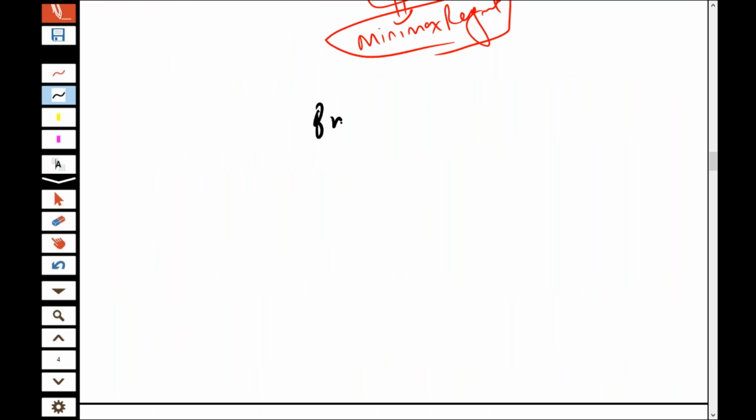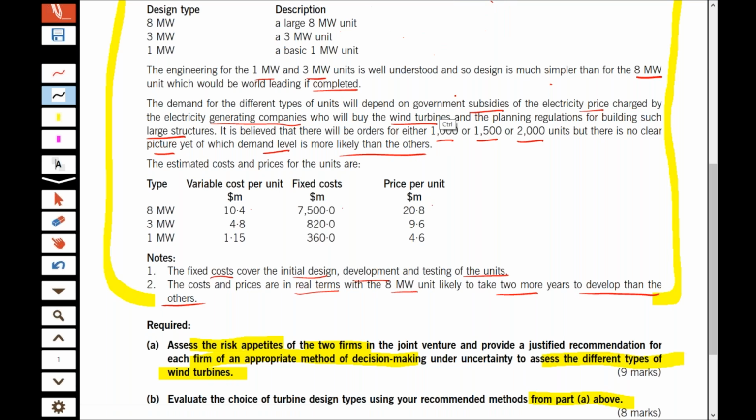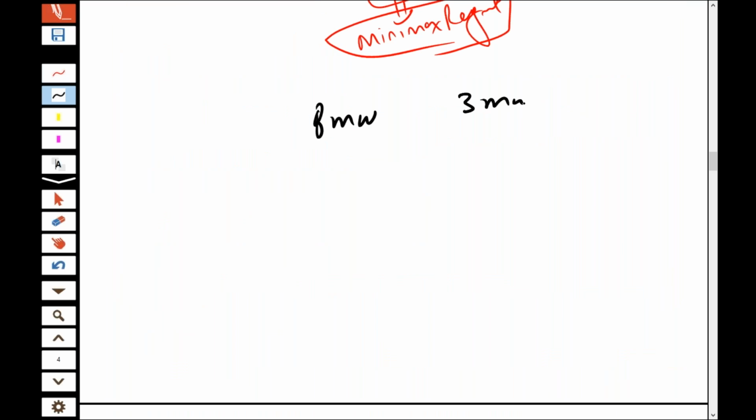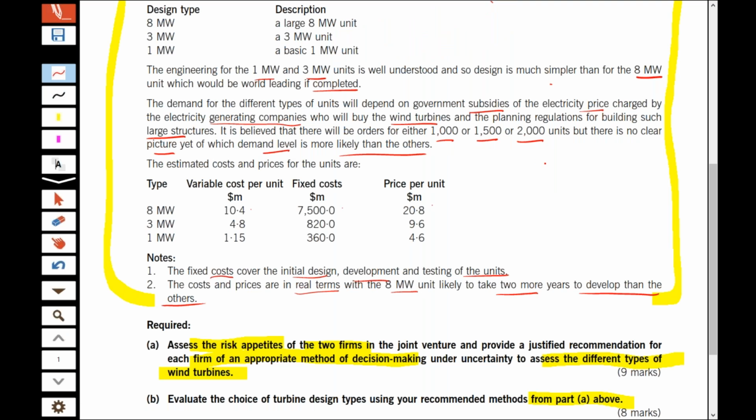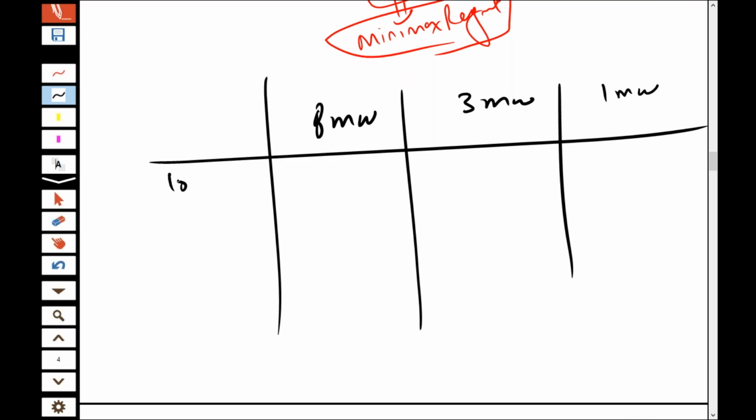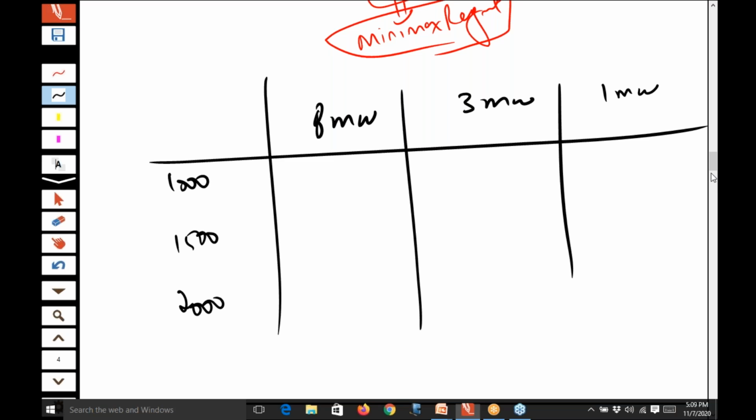We can either go on designing 8 megawatt, we can go on designing 3 megawatt and 1 megawatt. The demand could be 1,000, 1,500 or 2,000.